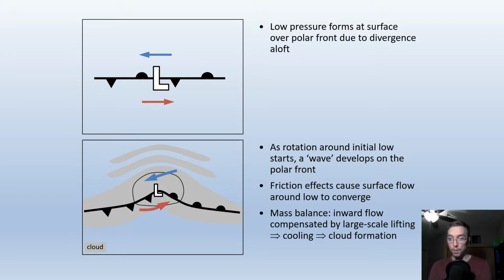We see cloud formation beginning here. Friction effects cause surface flow around the low point to converge. Then, given mass balance, inward flow is compensated by large-scale lifting, cooling, and cloud formation. So that's what we see in that bottom graphic.